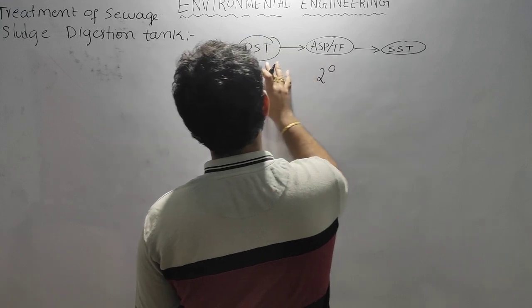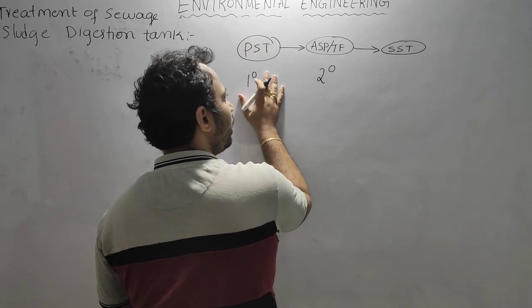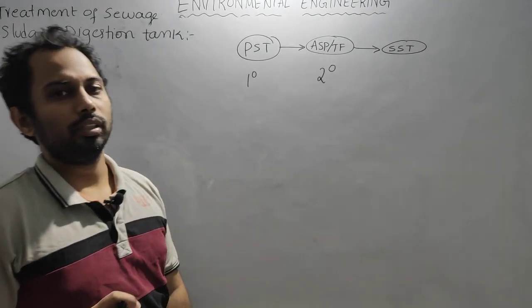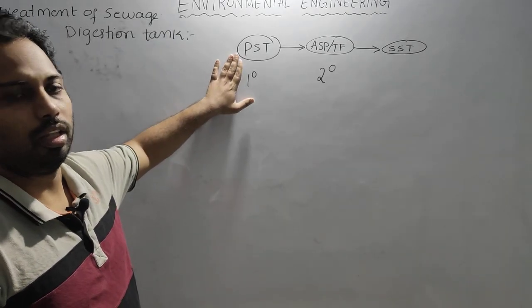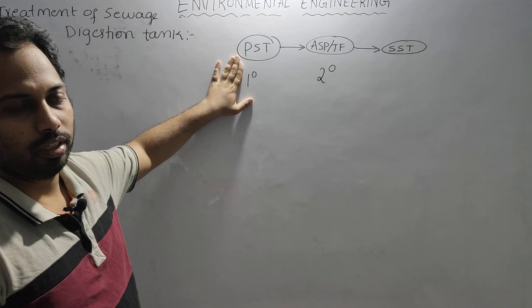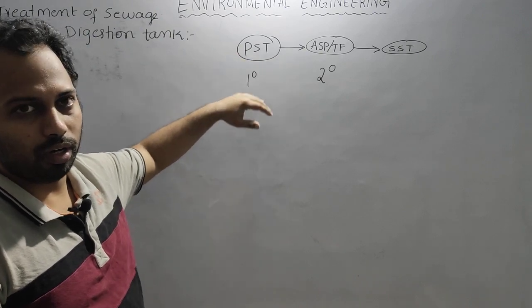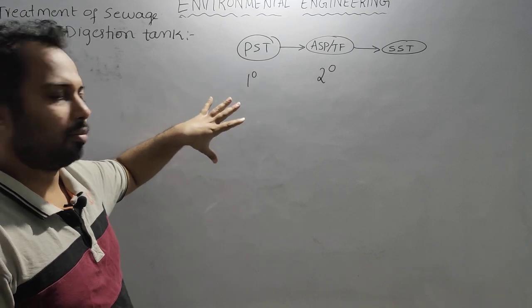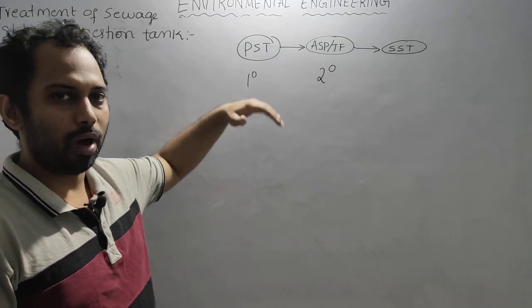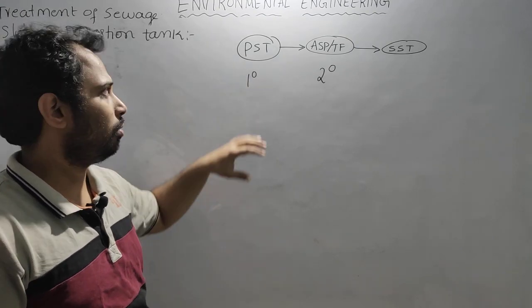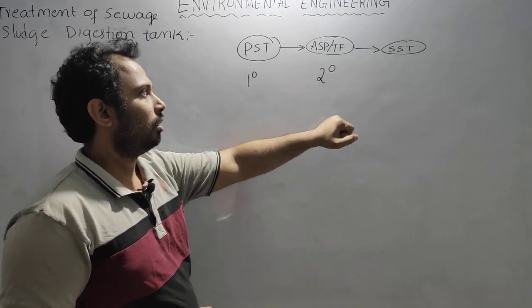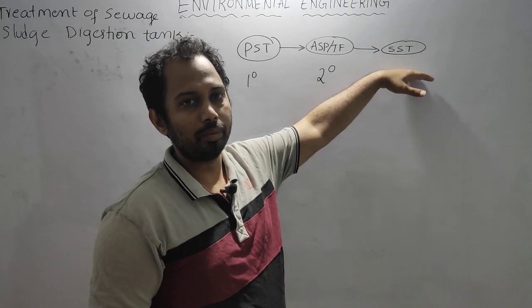Now in the primary sedimentation tank, I have told you already, we are removing some BOD. That is 30% of the BOD we are removing here. So that is removed in the form of sludge. Okay. So whatever the settled part, that is nothing but sludge. So we are removing some part of sludge here. Similarly, here also some part of sludge will form.